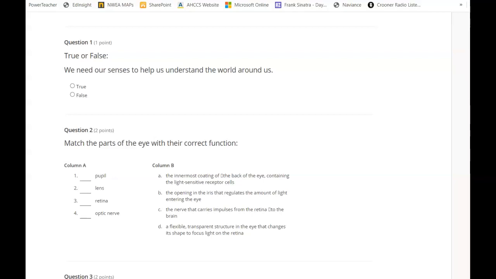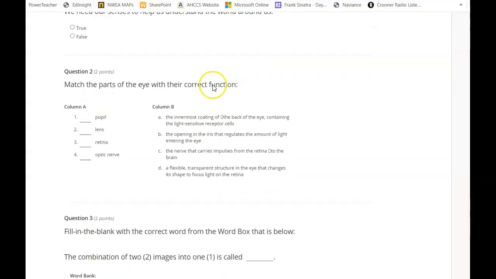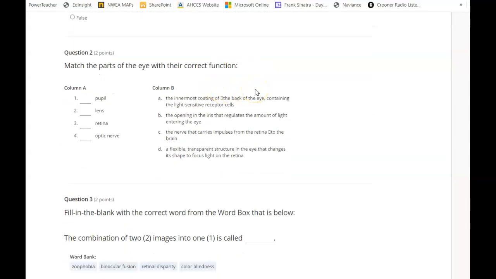True or false? We need our senses to help us understand the world around us. True, false. Match the parts of the eye with their correct function. Column A: 1 pupil, 2 lens, 3 retina, 4 optic nerve.